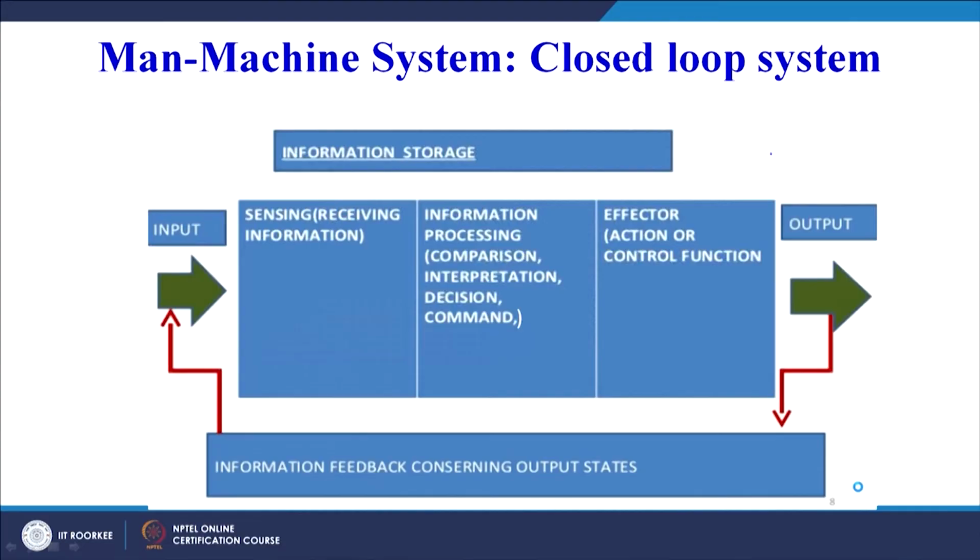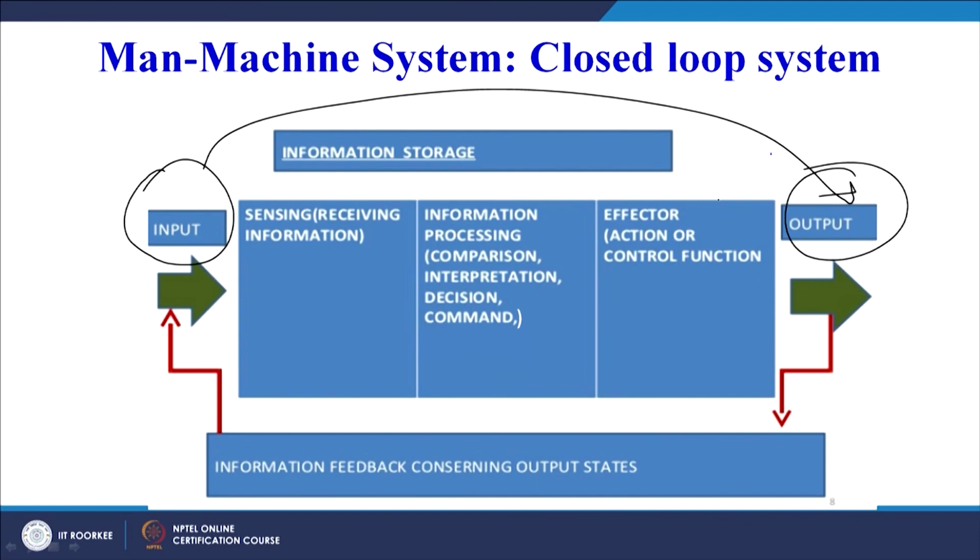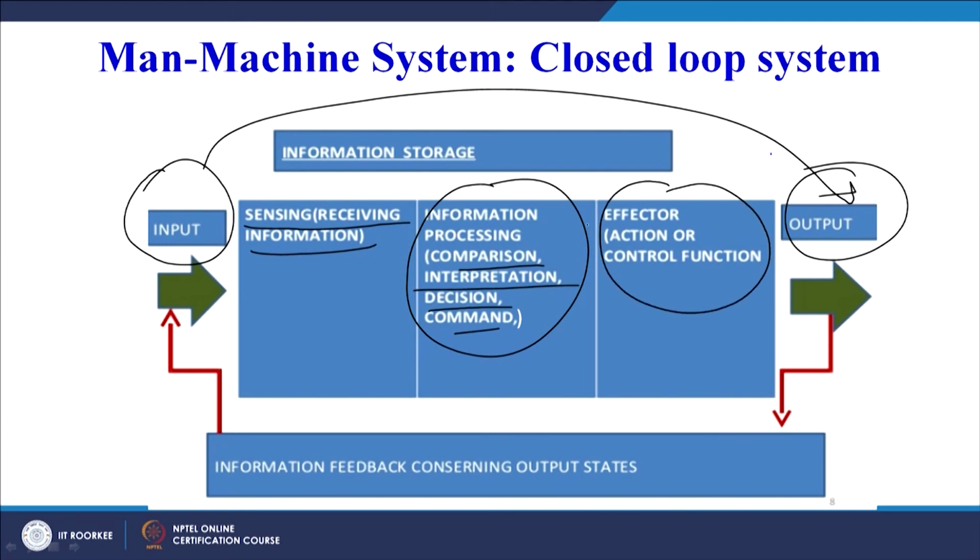So this is an example of a man-machine system. Quickly we will have a look. Already we know there is a specific set of input which has to be converted into the output. How is it done? Through sensing, receiving the information, processing, maybe comparison, interpretation, decision command, and then there is an actuator or a control function, and then finally it is converted into an output. So the information feedback concerning output state is a feedback mechanism from the output to the input.